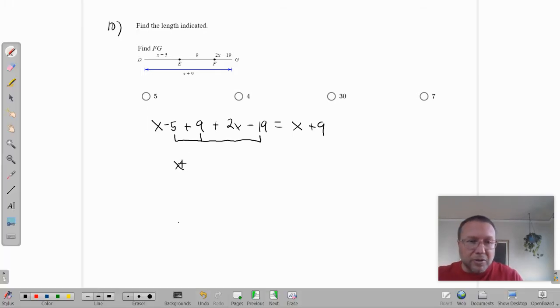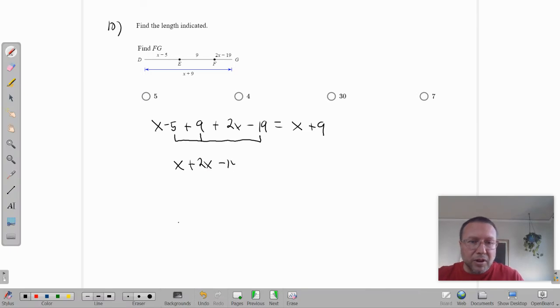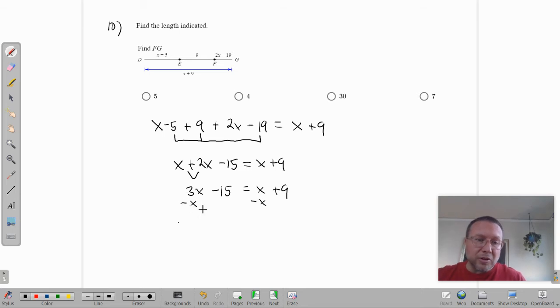So I've got x plus 2x, and then minus 15. That's what I got from my calculator, equals x plus 9. I can combine these two, so 3x. And really, this is just a little review from Algebra 1 of how to solve an equation. We're just doing it in the context of a geometry problem. But really at this point, it's just an algebra problem of how to solve an equation.